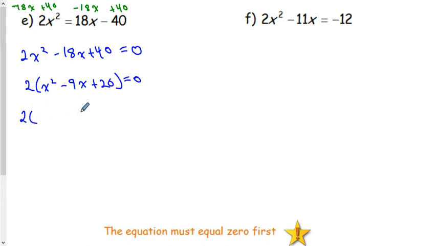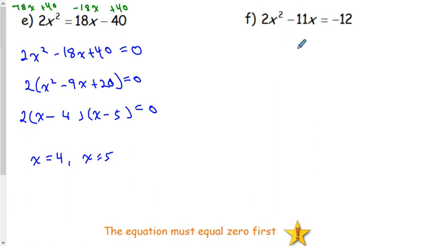This is a simple trinomial, so let's do that. I need to find two numbers that are going to multiply to 20 and add to negative 9. I know they're multiplying to a positive, adding to a negative, so that means I got two negative numbers, because that's the only way that's possible. What are my numbers? They're negative 4 and negative 5. So what are my solutions? My solutions are x equals 4 and x equals 5. Those are my two possible solutions to that equation.